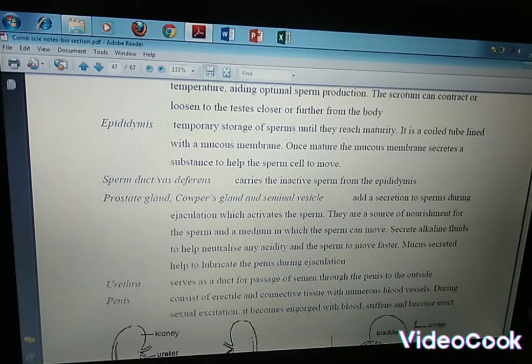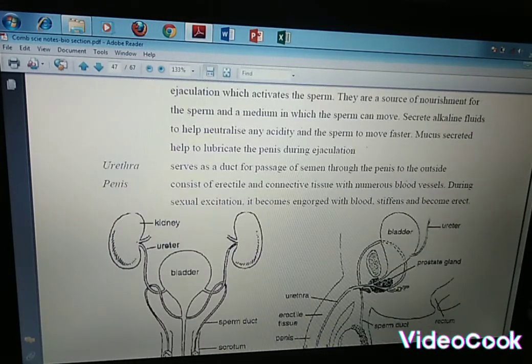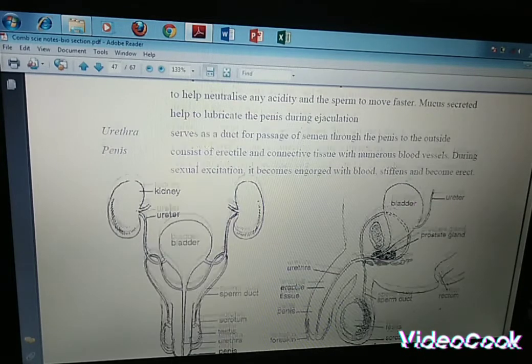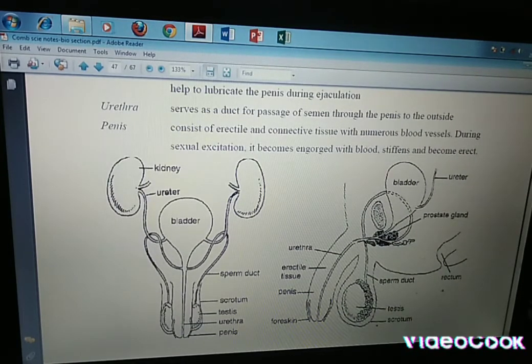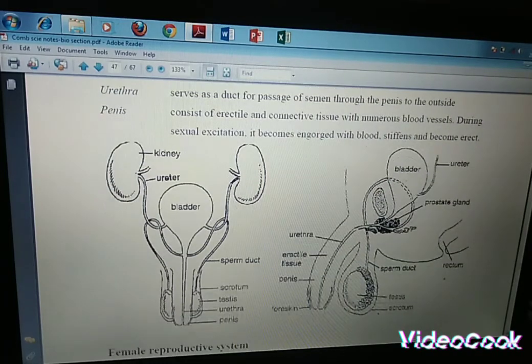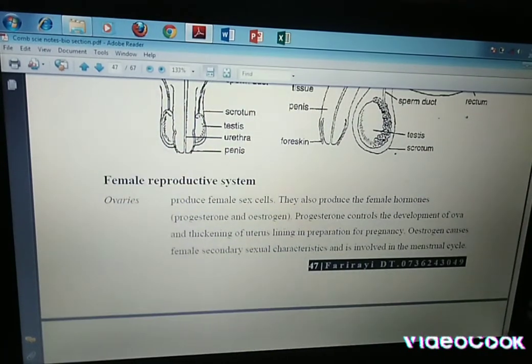Okay. And then now the urethra, it serves as a duct for passage of semen through the penis to the outside, right? But then it's also the same for urine. It's the same duct that we use for urine, right? So the penis is just an erectile and connective tissue with numerous blood vessels. And during sexual excitation, it becomes engorged with blood. It stiffens and becomes erect. So ejaculation can only take place when it is erect, right?